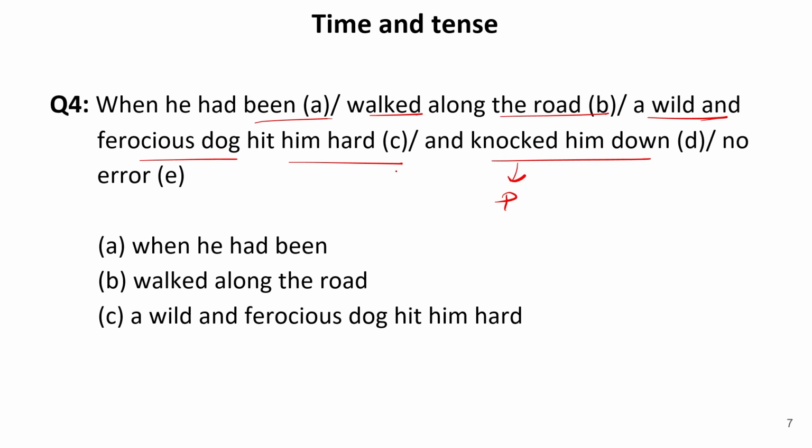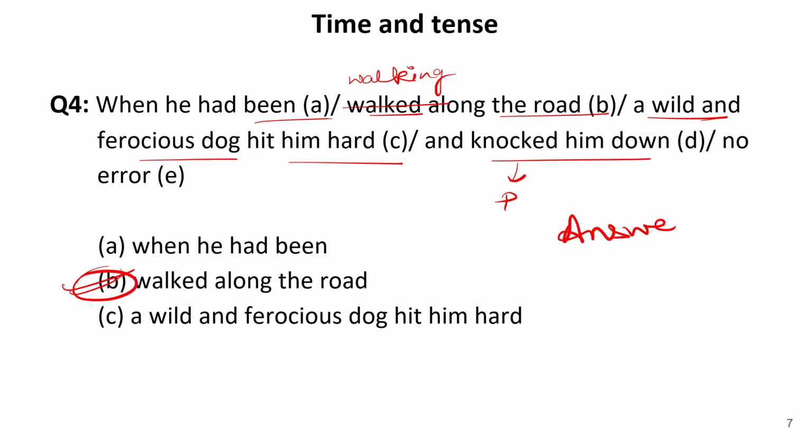Now, when he had been walking along the road. Now, this walked should be replaced with walking. This will be the correct sentence. That is, the correct sentence will be, when he had been walking along the road, a wild and ferocious dog hit him hard and knocked him down. So, this will be the correct sentence. Now, if this is the correct sentence, the error is in part B. So, our answer is B.